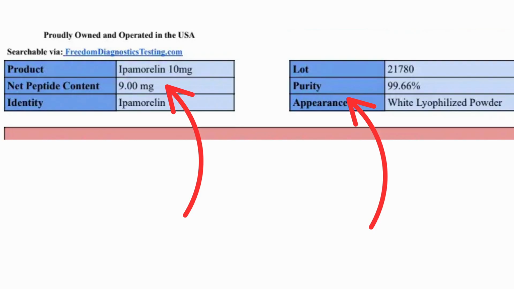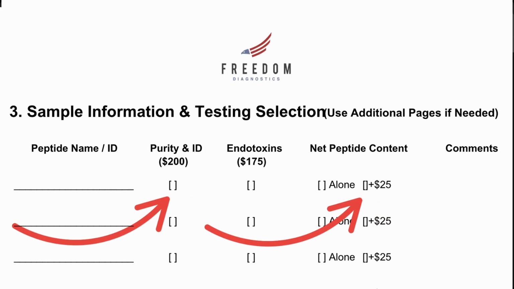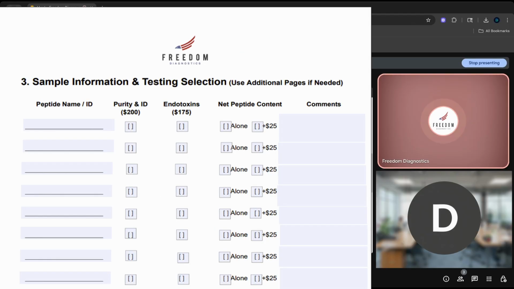It also helps us get you a more accurate answer because the purity is taken into account for the net peptide content. So if you're only looking for net peptide content, it's helpful to order both, in the sense that it will be slightly more accurate having that purity, because whatever the impurity is gets removed from the net peptide content as a whole. Gotcha.